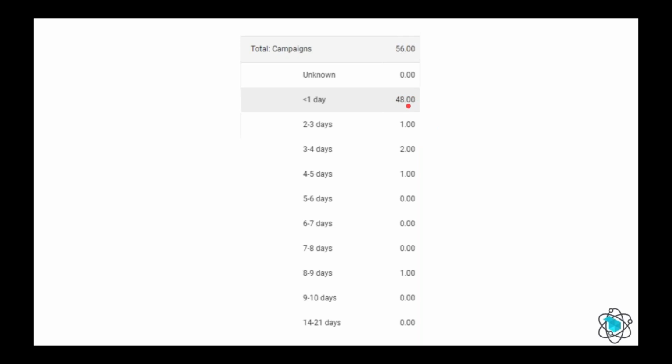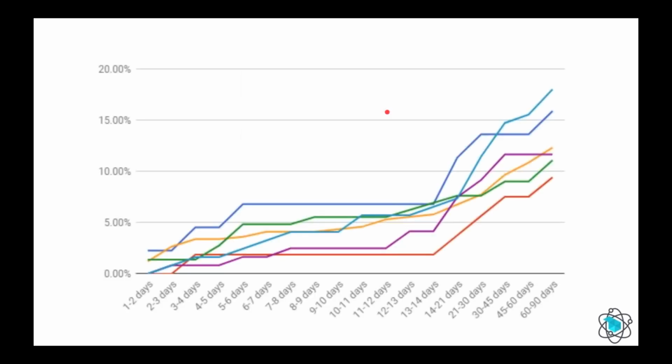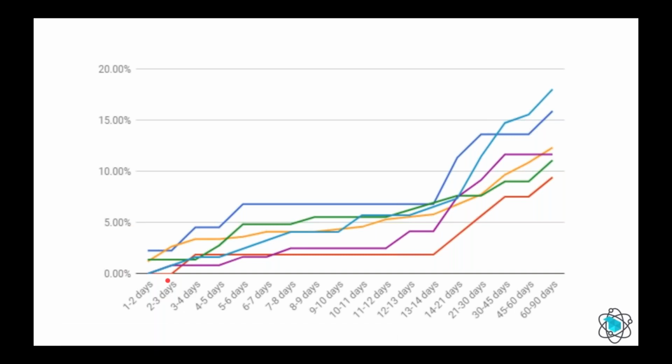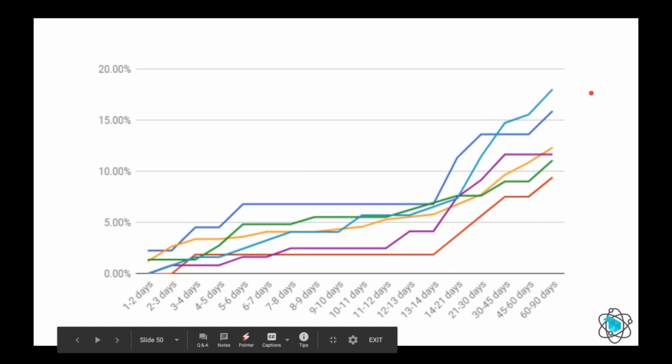48 were sold on the same day of the click, but then the remaining difference between 56 and 48. So the remaining, how many are they? 12 products were sold in the following days. And you can plot things on a graph. You usually get something like that. On Y, you will plot the conversion rate, and on X, how many days. So that really means that the conversion rate tends to go up quite a bit the more you wait.